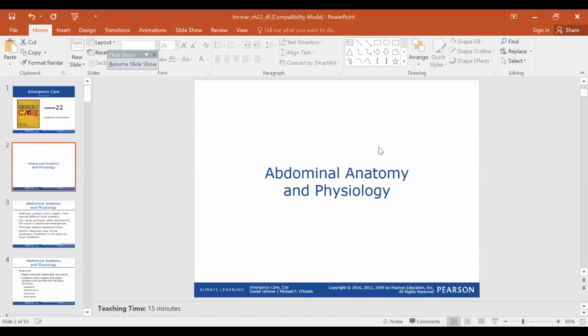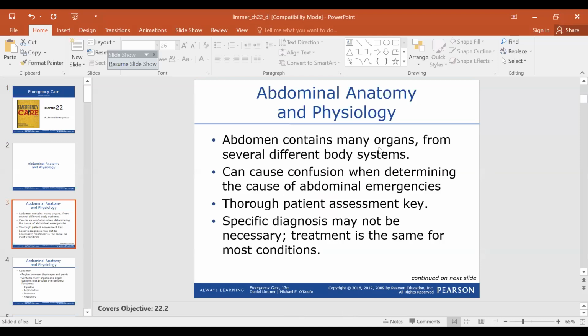So anatomy and physiology, so you have abdominal anatomy. So obviously it contains many organs, both hollow and solid. Solid organs just means that they're more vascular. Hollow organs are less vascular. So the solid organs would bleed out more as opposed to your hollow organs. Can cause confusion when determining the cause of abdominal emergencies.